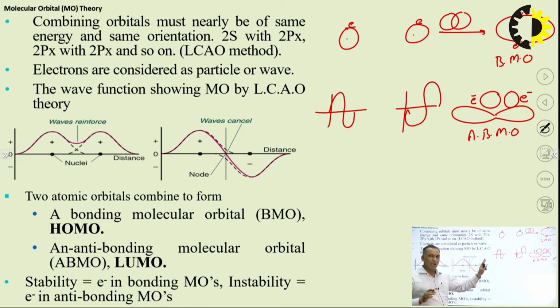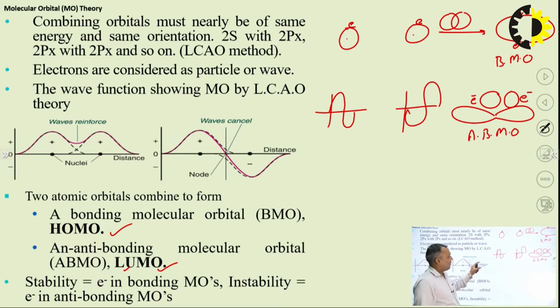So this is only a hint for the linear combination of atomic orbitals. Now I am going to discuss the molecular orbitals. The bonding molecular orbital is generally named the highest occupied molecular orbital, and the ABMO is termed the lowest unoccupied molecular orbital.